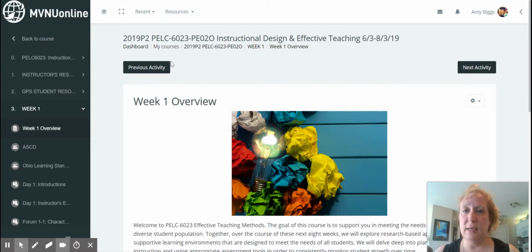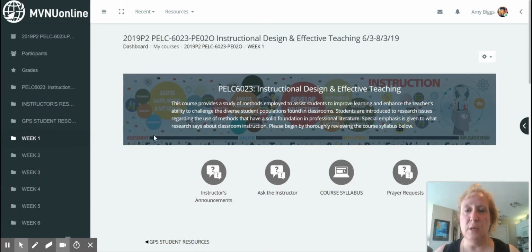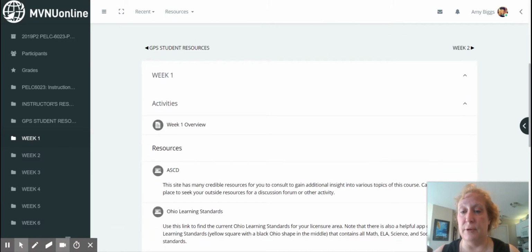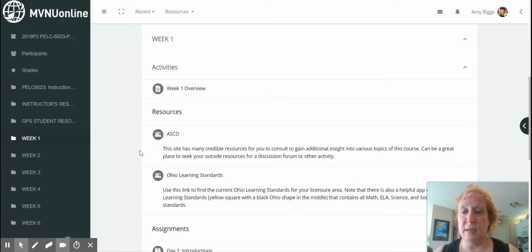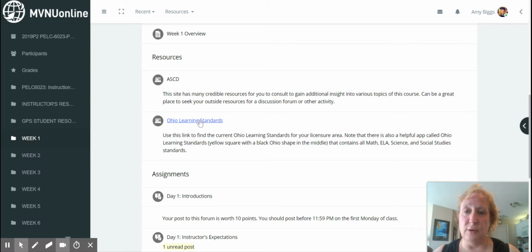So let's go ahead and continue to look at week 1. That was the overview. Oh, also note that if you do want to cite your sources, those are already done APA style for you. So that's pretty nifty. So here is the ASCD Smart Brief. Here are the Ohio Learning Standards that you need to read.